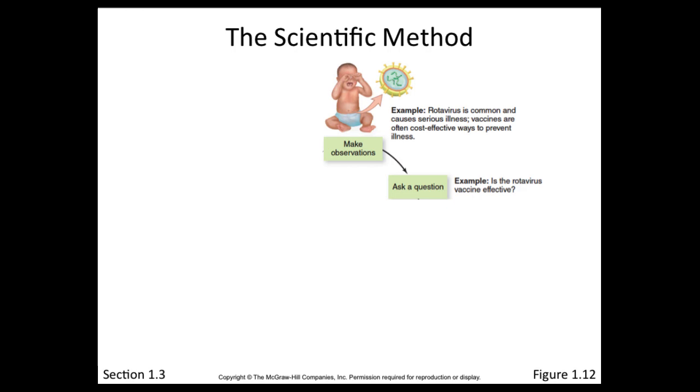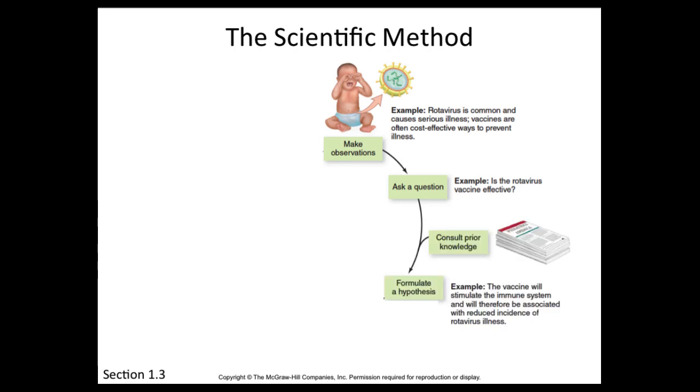So the first step here is to make an observation, and the observation is maybe vaccines can help prevent diarrhea in these newborn babies. Then we ask a question. Is the rotavirus vaccine effective? Next, we consult prior knowledge. This is the step that we often forget. We don't just move forward blindly.